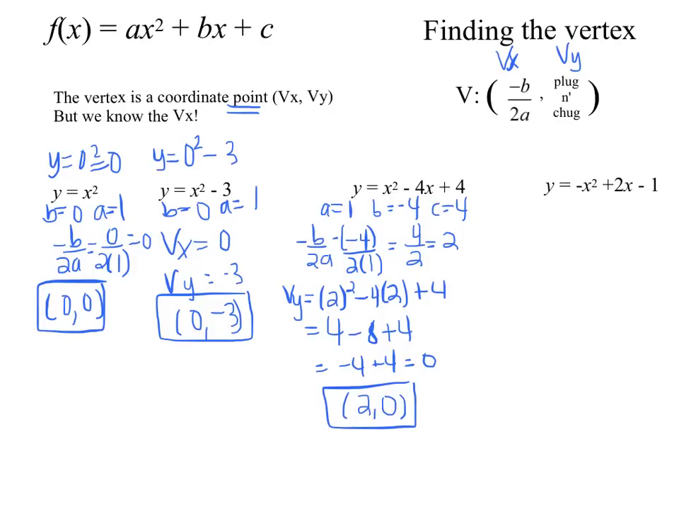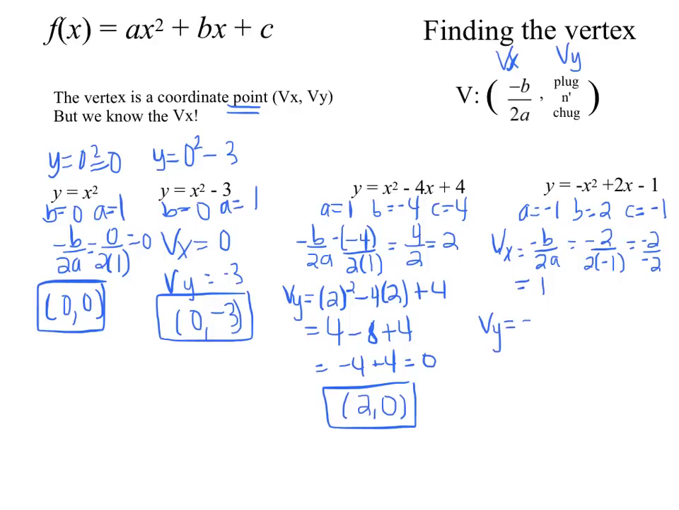Let's look at our last example. Here, a equals negative 1, b equals 2, and c equals negative 1. The x-coordinate of the vertex is the opposite of b over 2a, which is the opposite of 2 over 2 times negative 1, which is negative 2 over negative 2, or 1. To find the y-coordinate of the vertex, I plug x back into the original equation, and I get the opposite of 1 squared plus 2 times 1 minus 1, or 1 plus 2 minus 1, which is just 2. That gives me a vertex of 1, 2.